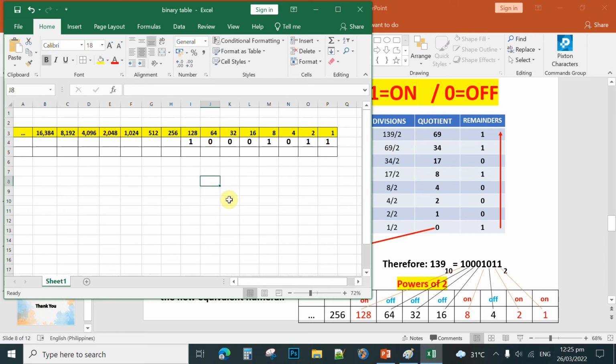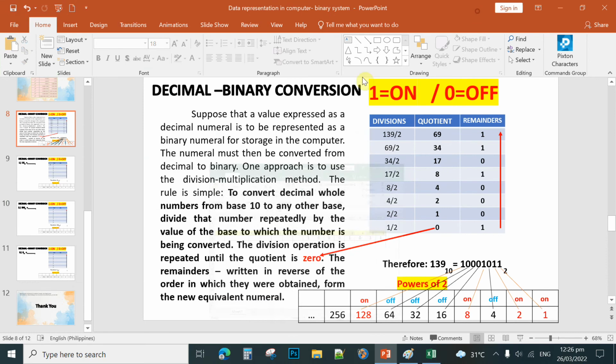So you count only the on digits. Let us get the sum of the on digits here. I'm going to click this one, holding down the Control key in Excel, and click the on digits only, all the 1s. We look at the sum: it's 139. That means 139 in decimal is equal to 10001011 in binary. So that's correct.